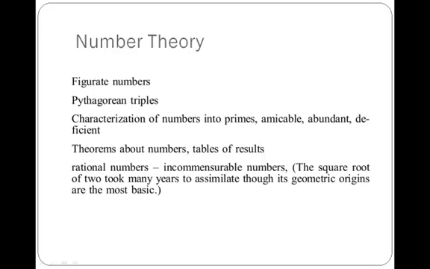There's a characterization of numbers into primes, amicable, abundant, deficient, and that all depends on the types of divisors they have and how many there are. There'll be theorems about numbers and tables of results. There's rational numbers and incommensurable numbers. For example, the square root of 2 took many centuries to assimilate through its geometric origins.